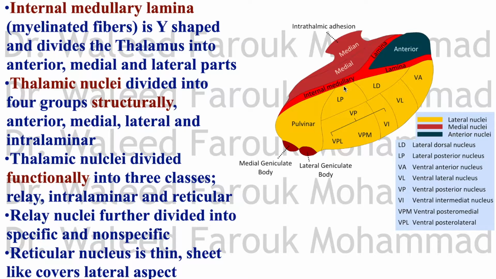Functionally, they are divided into three classes: relay nuclei, intralaminar nuclei, and reticular nuclei. The relay nuclei are further divided into specific and non-specific, and the reticular nucleus surrounds the thalamus, especially the lateral part. It's a thin sheet that covers the lateral aspect of the thalamus. This is the reticular nucleus, and its main function is inhibitory, controlling the output from the thalamus to the cerebral cortex.